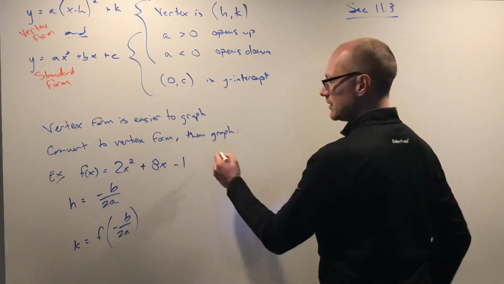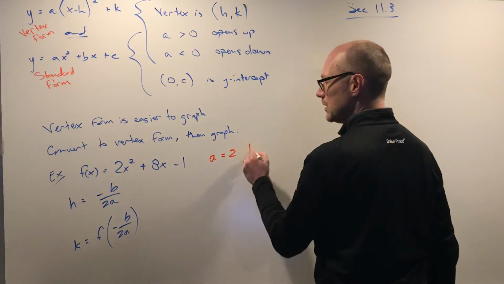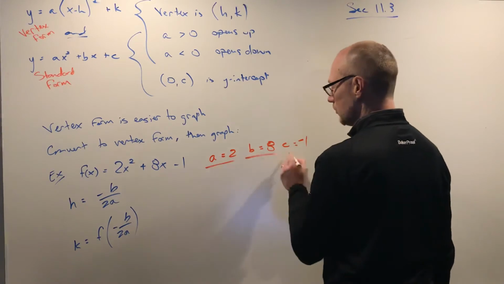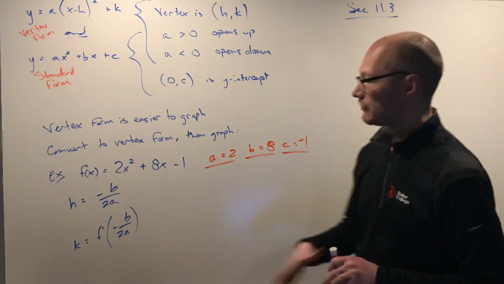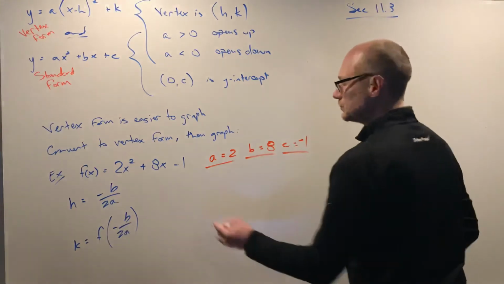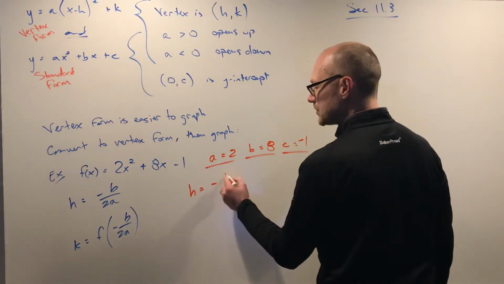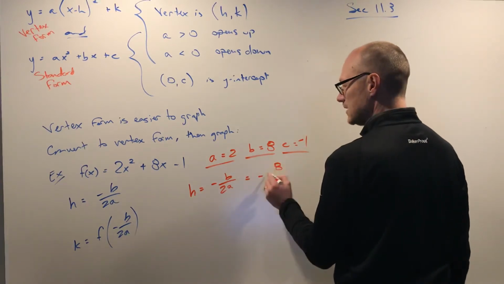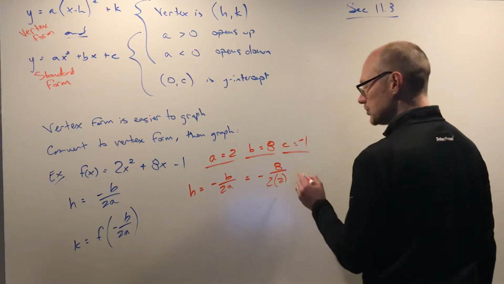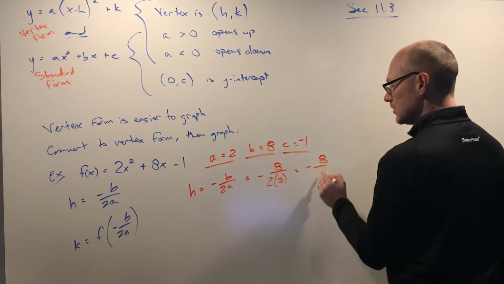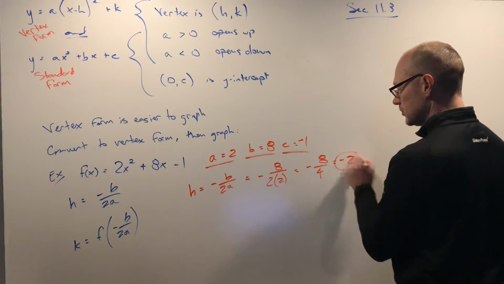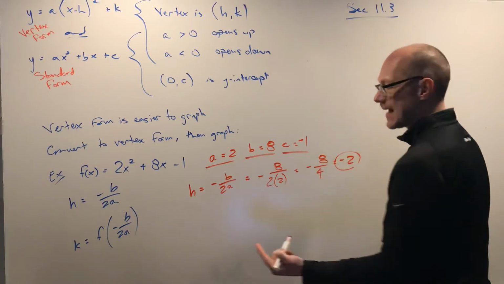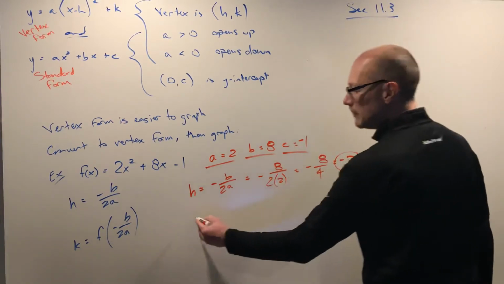So for this one here, I know my A, B, C. A equals 2, B equals 8, C equals -1. I know those values, so now I can find my h. h is going to equal opposite b over 2a, which is opposite 8 over 2 times 2. That's -8 over 4. That's -2. So h is -2.